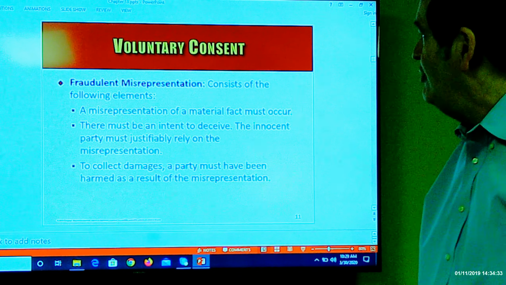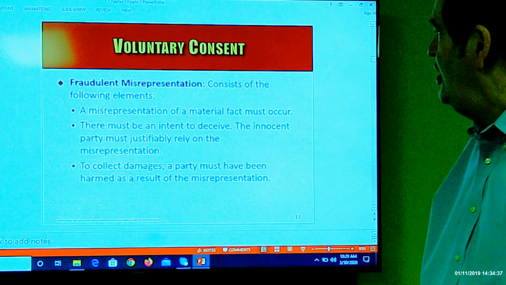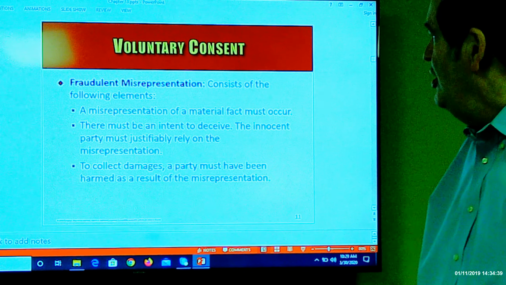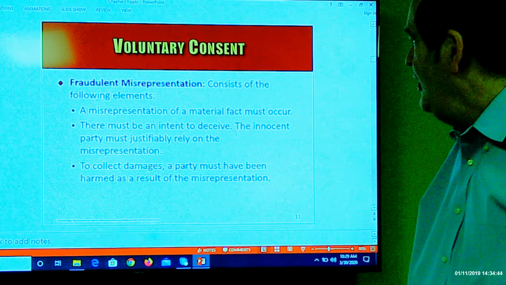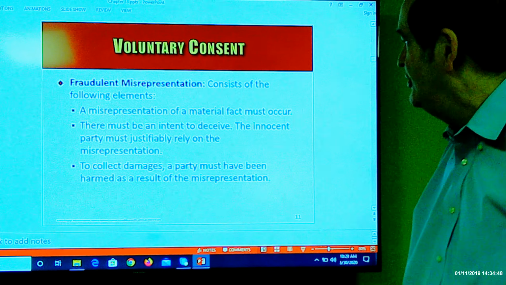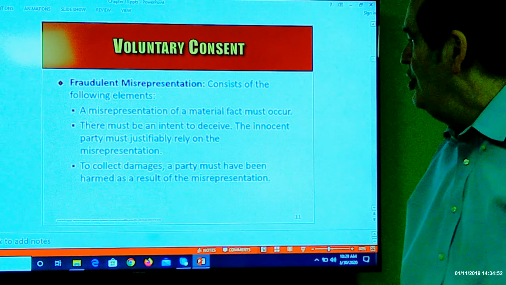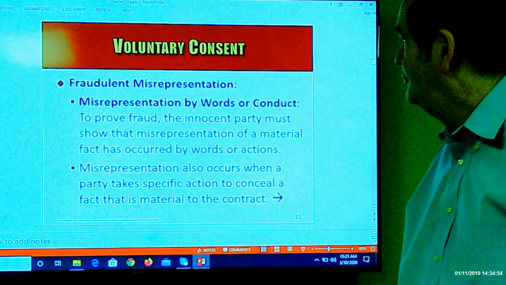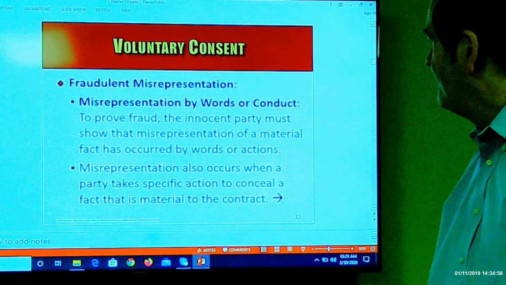So the elements of fraudulent misrepresentation are a misrepresentation of a material fact. There must be an intent by the deceiving party to deceive, and the innocent party has to rely upon that. There has to be some harm caused to that individual. It can be by words or by conduct.